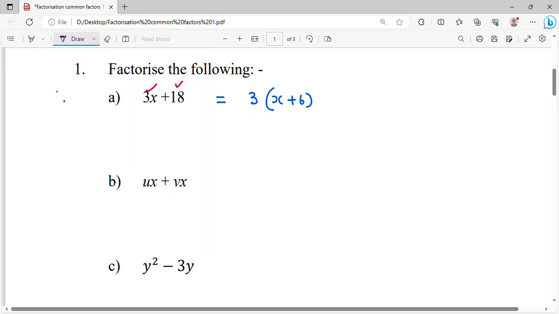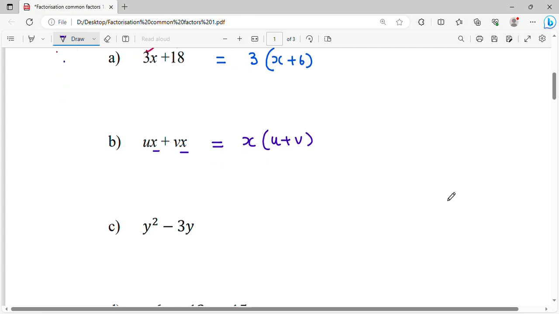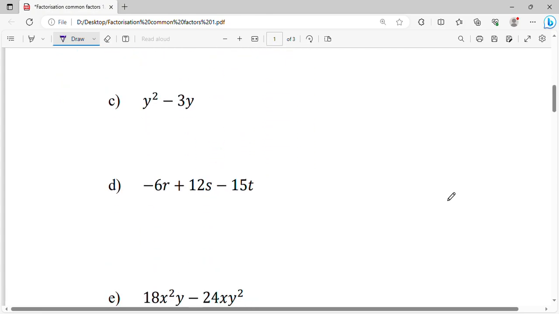Now, let's move on to the next question. I have x to be a common factor, so x bracket u plus v. This is as simple as it gets, but slowly you will see it becomes a little bit challenging. So let's look at this question. I have y squared minus 3y. y is a common factor, so it becomes y bracket y minus 3. And your factorization is done because neither y nor y minus 3 has any common factor. So it is reduced as much as possible.